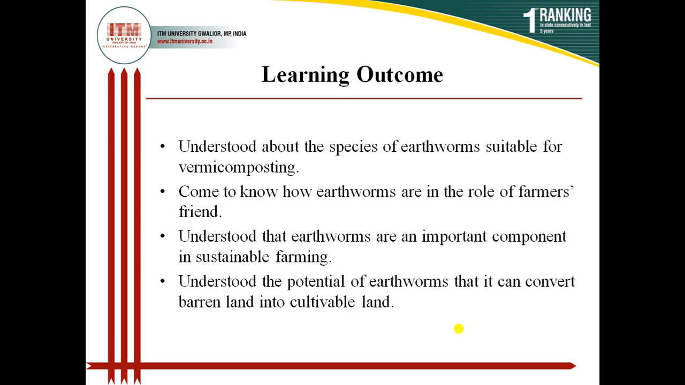These are the potential of earthworm. Even with these importance of earthworm, if we want to rear the earthworm, definitely we should understand the life of earthworm. So in today's lecture we have understood the species of earthworm which are suitable for vermicomposting, and the role of earthworm. Also we have come to know that earthworm is helping the farmers, so earthworm is regarded as the best farmer's friend. We also understood that earthworm is the most important component of our sustainable farming. And one more thing we came to know is that earthworm has the potential to convert barren land into cultivated land.